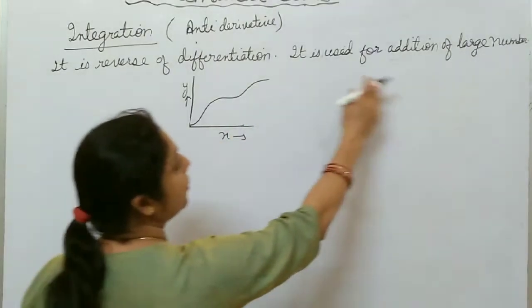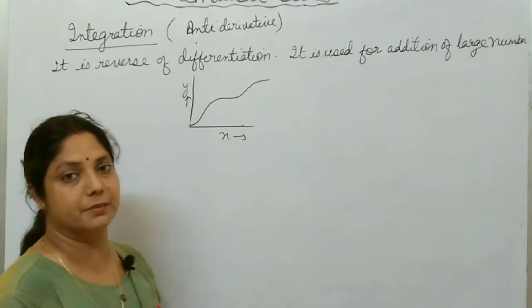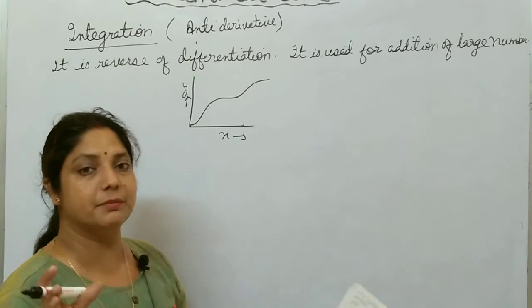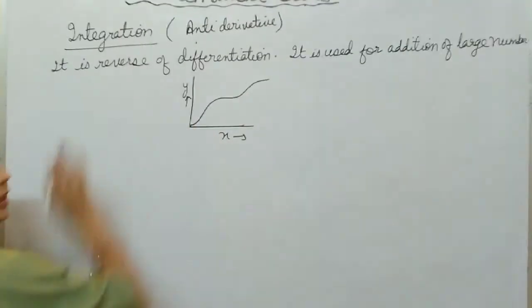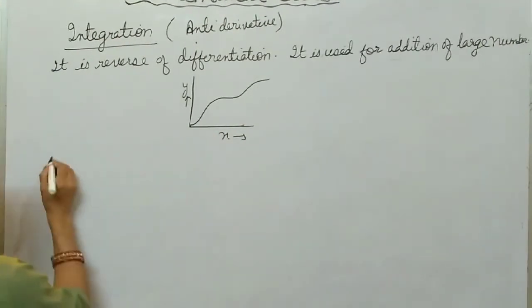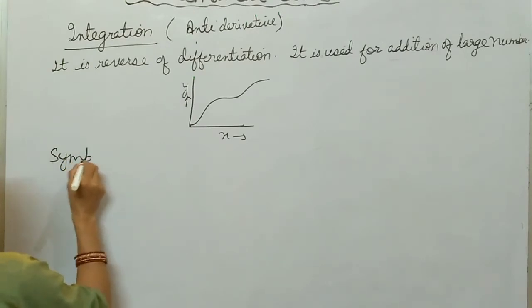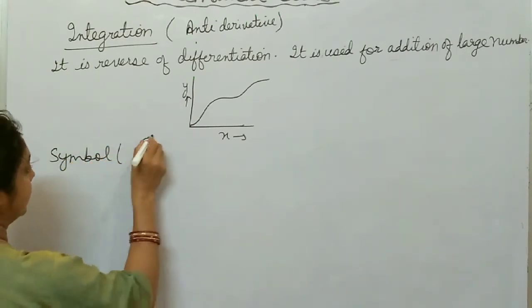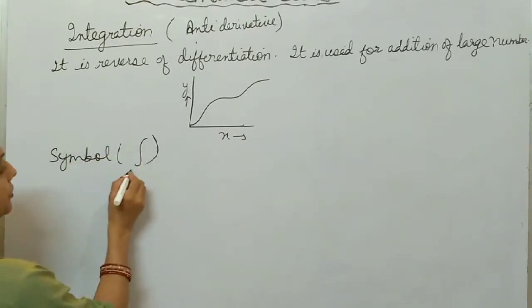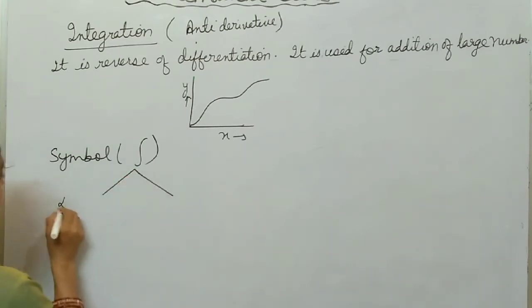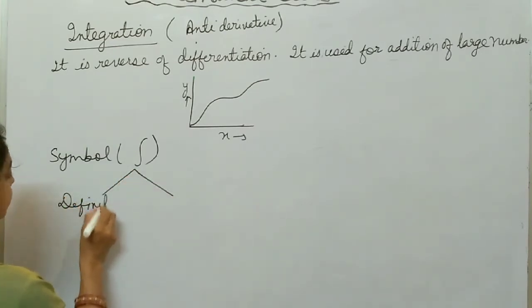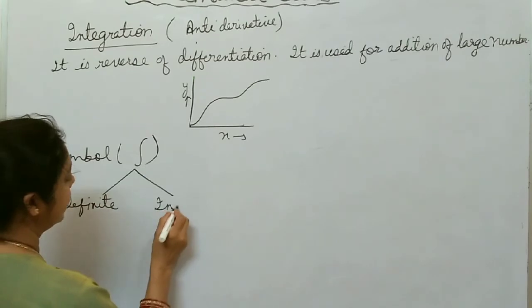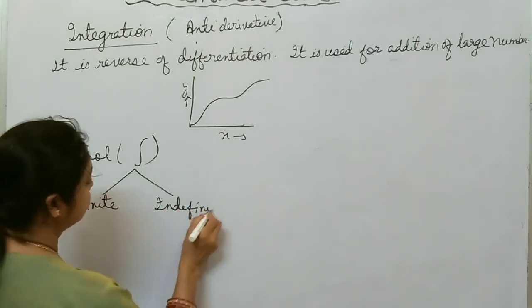It is used for addition of large numbers. If you want to add large numbers, then you have to use integration, right? The symbol for integration is this one. And integration is also of two types: one is definite integral and another one is indefinite integral, right?